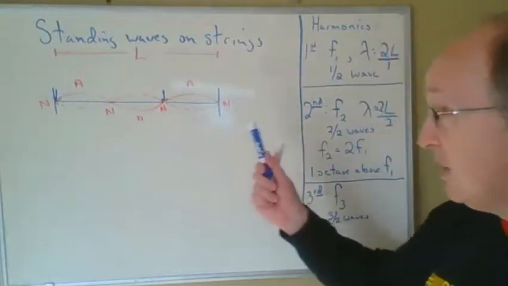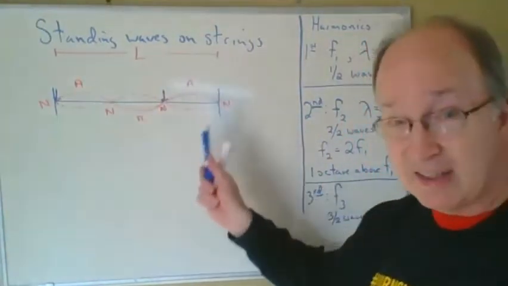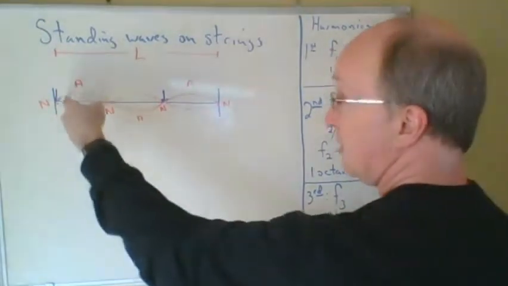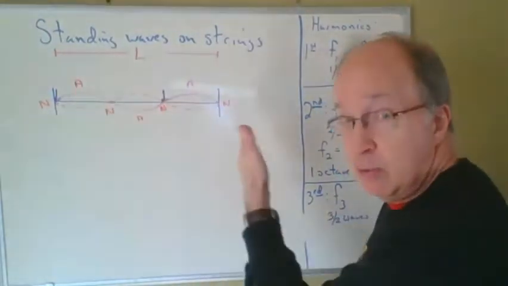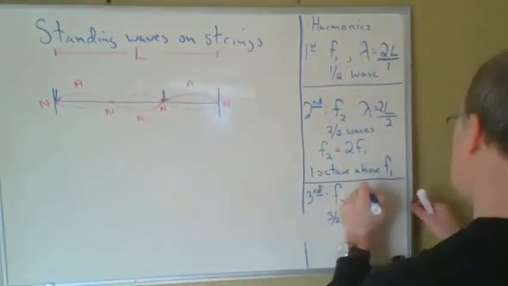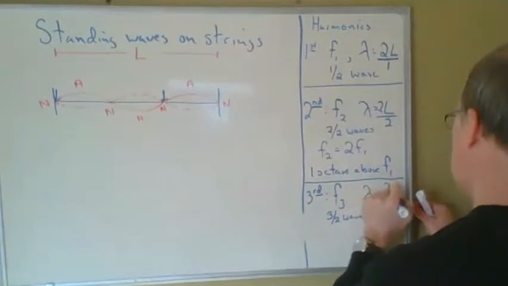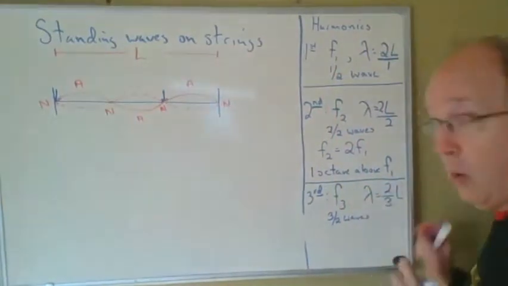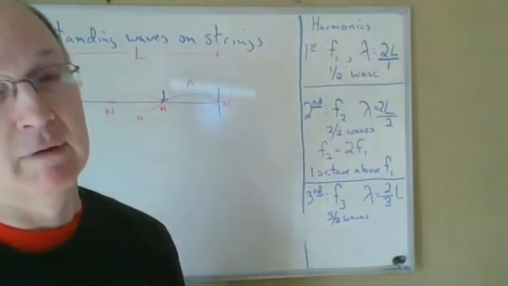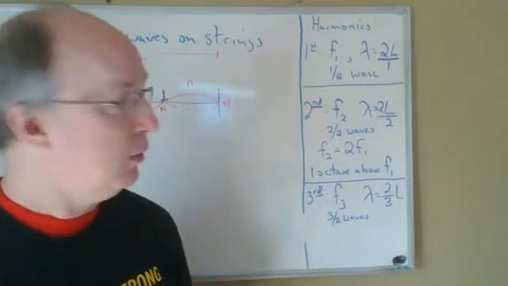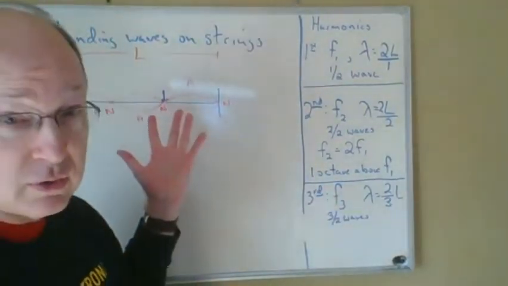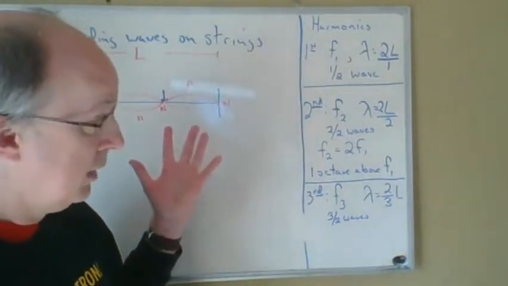Well, if you take a look at it, these 3 antinodes split the string up into 3 equal pieces. So this full wave is exactly 2/3 of the way along. So the wavelength is 2/3 L. Or we can follow the pattern because that's what scientists do. They follow patterns.